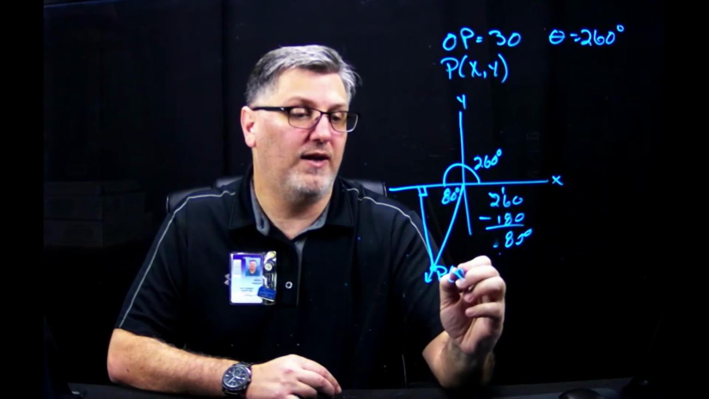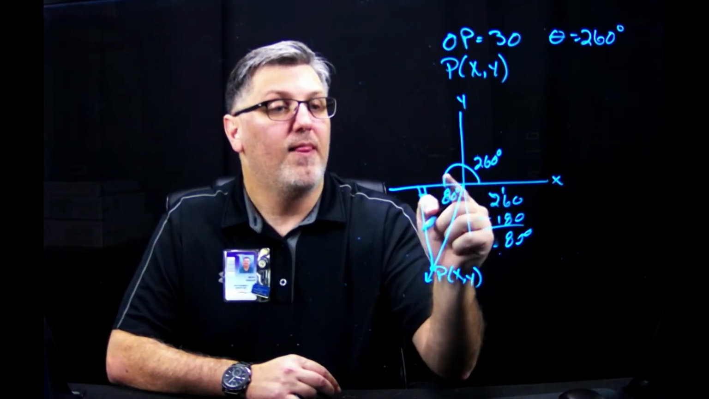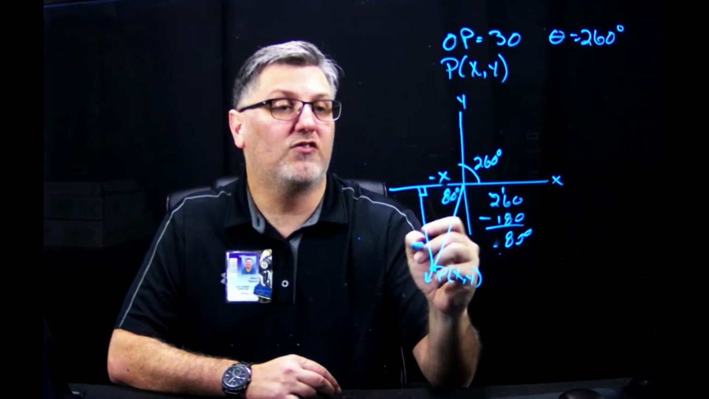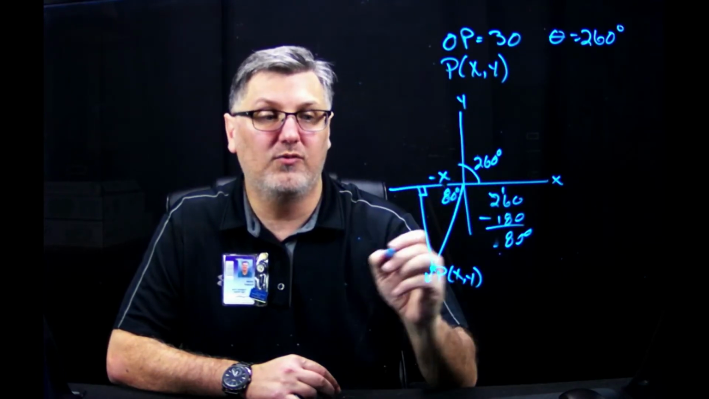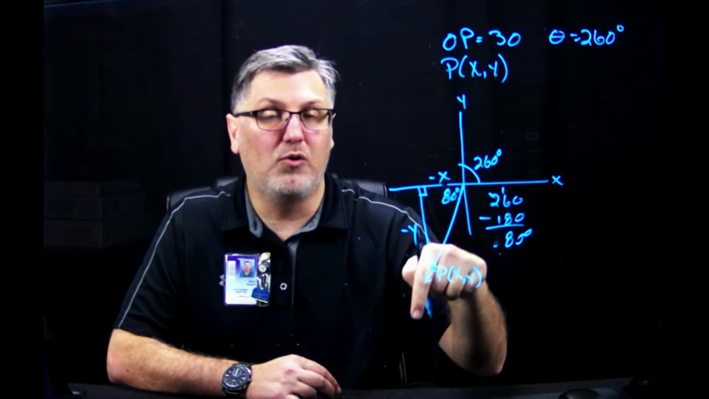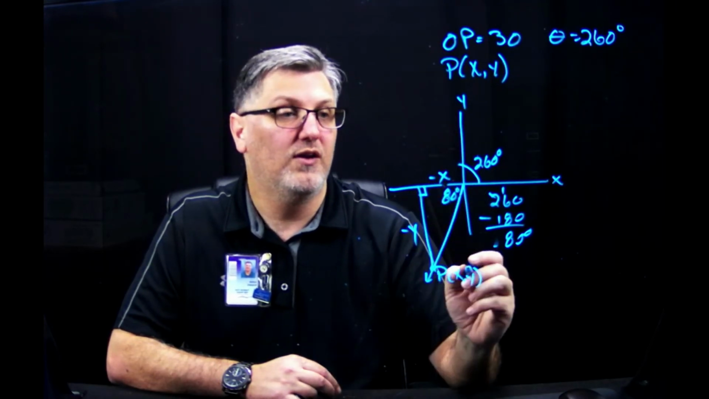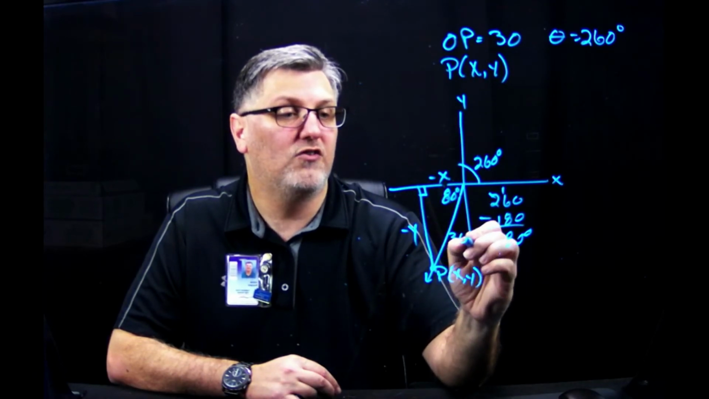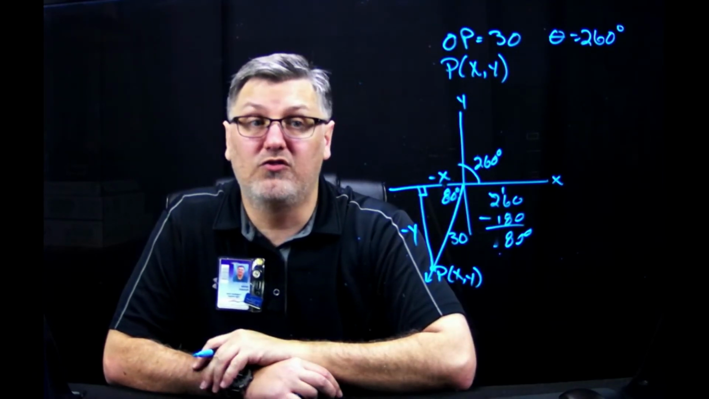So my point P, X comma Y, as I start filling this in, I know that this has got to be a negative X because I'm going left on the X axis. This needs to be a negative Y because I'm going down on the Y axis. And I know that's 80 degrees. And I know that my OP is 30. And now all I do is solve.